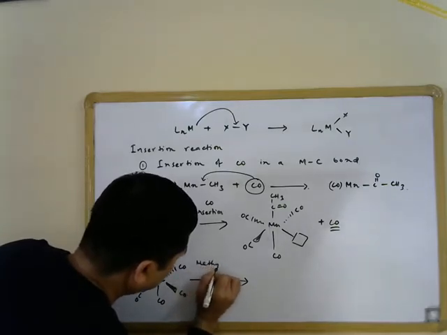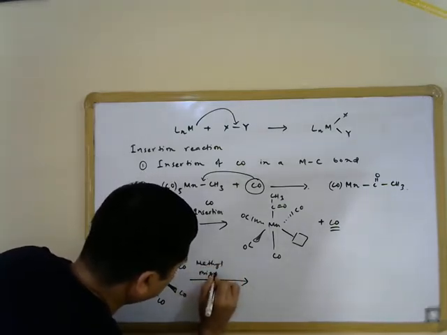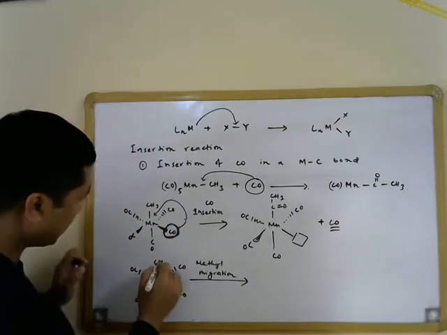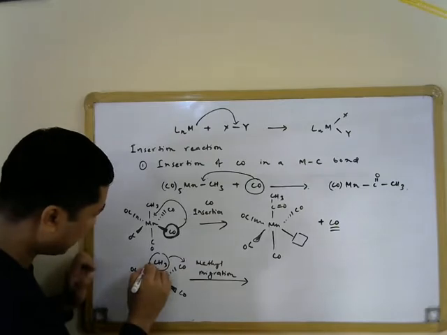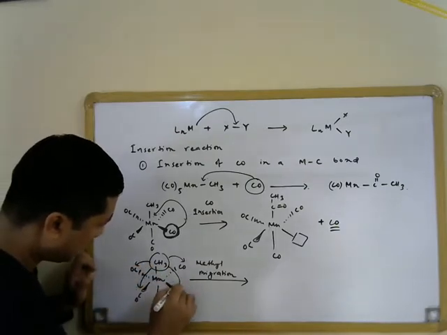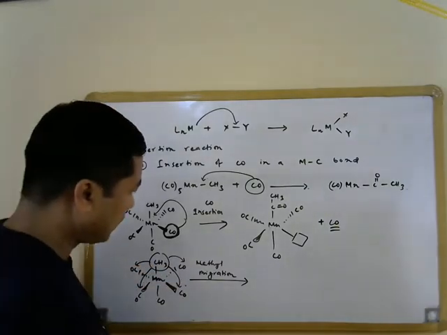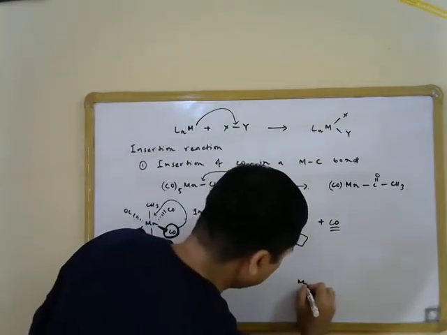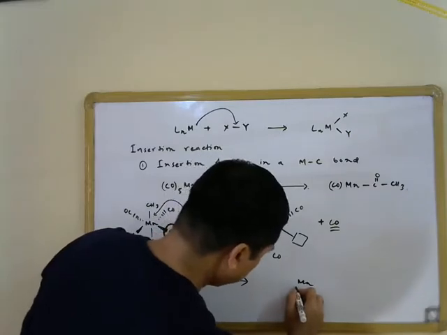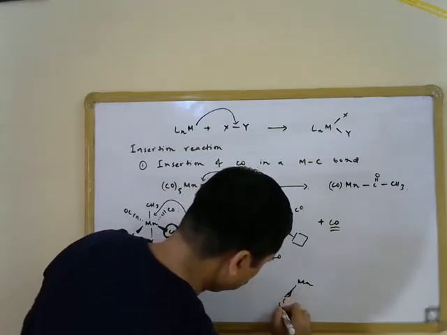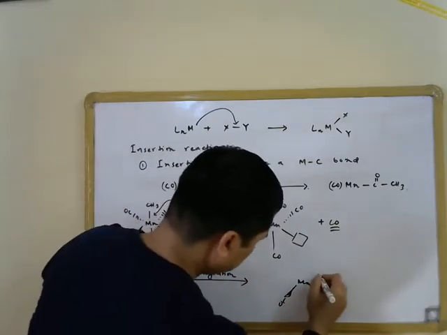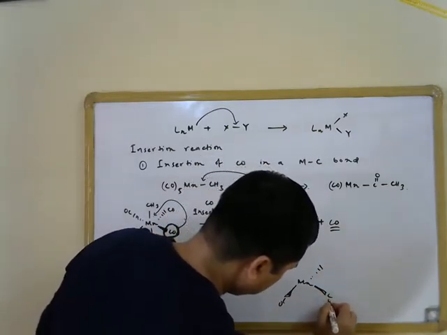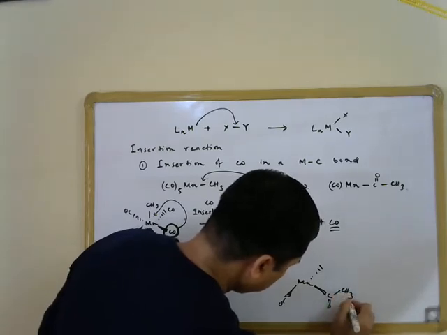So methyl migration to one of the carbon monoxide ligands. Then this can come and migrate to one of the carbonyl ligands over here, and in that case what we will end up with is say this sort of a product.